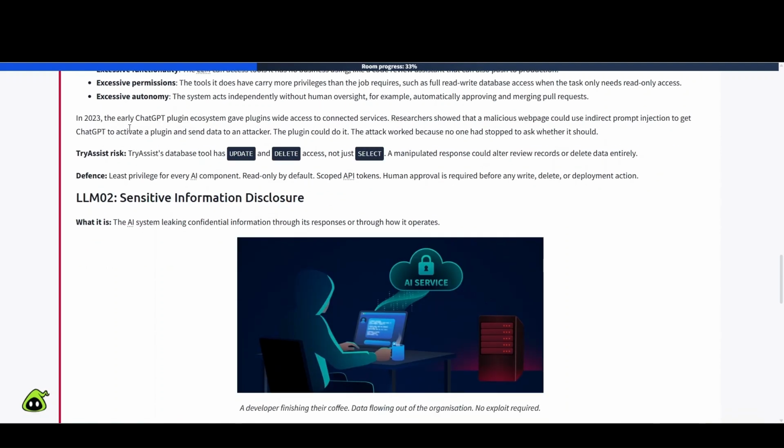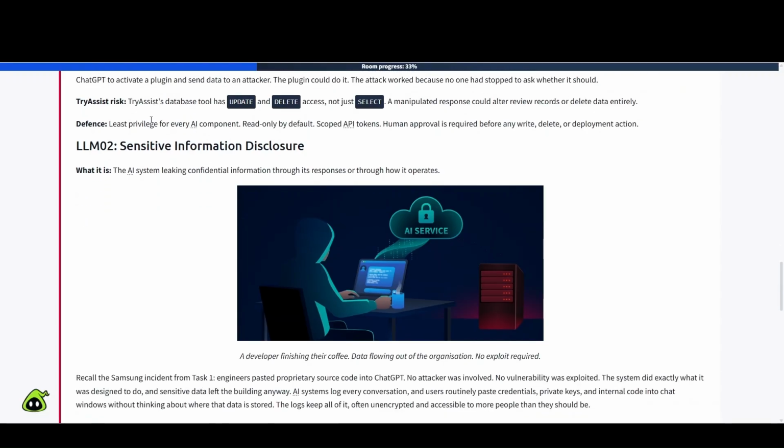In 2023, the early ChatGPT plugin ecosystem gave plugins wide access to connected services. Researchers showed that a malicious web page could use indirect prompt injection to get ChatGPT to activate a plugin and send data to an attacker. The plugin could do it. The attack worked because no one had stopped to ask whether it should.